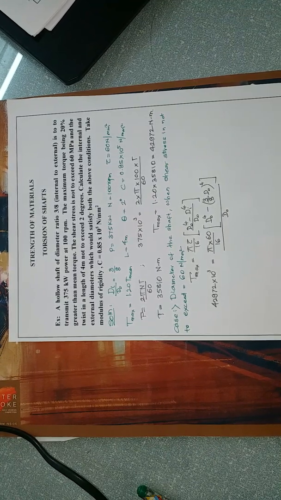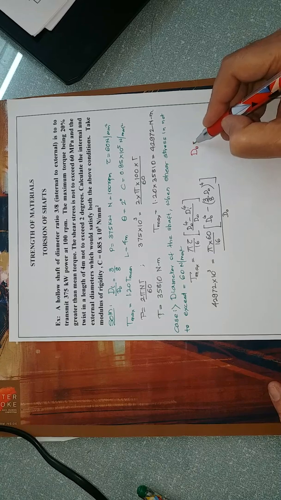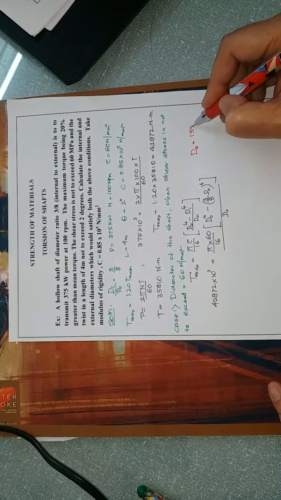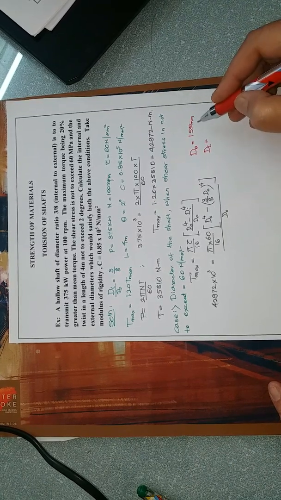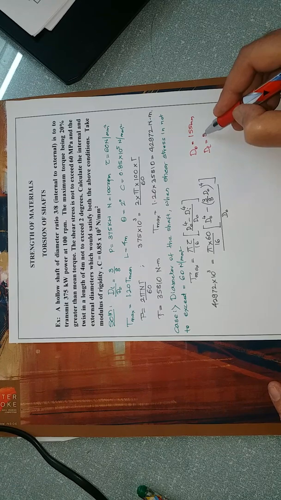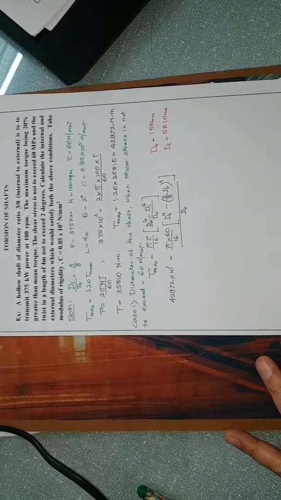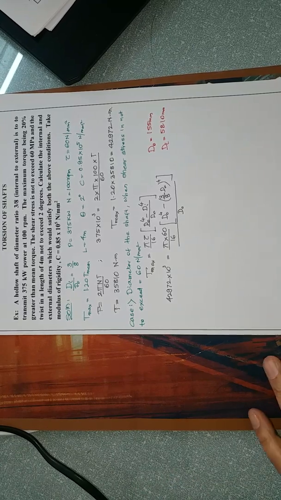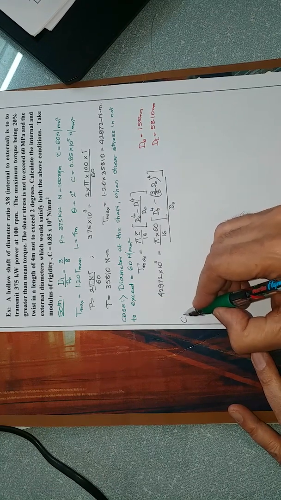On simplification we get d naught is equal to 155 mm, and di is 3/8 of 155, that is 58.1 mm. So this is from the shear stress point of view. Then the second case, where the twist should not be more than 2 degrees. That is case 2.